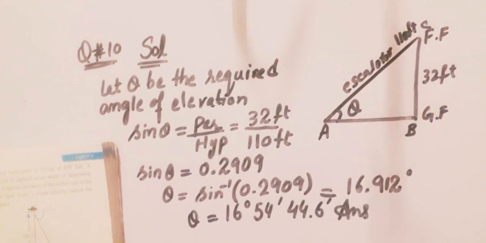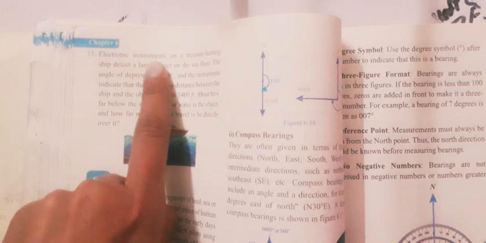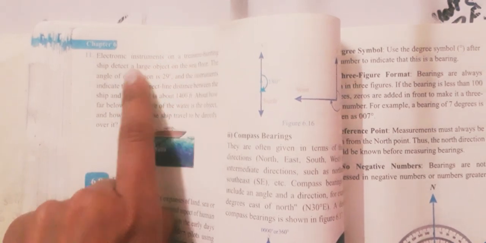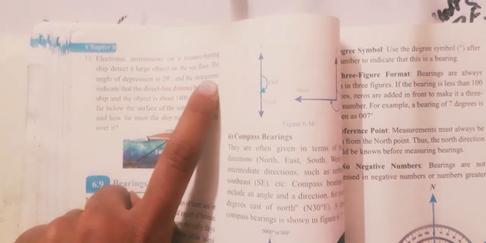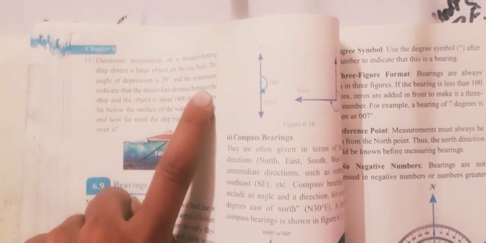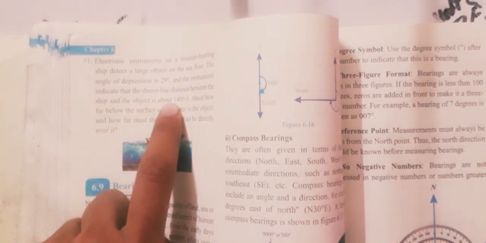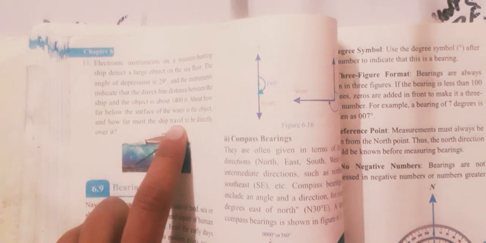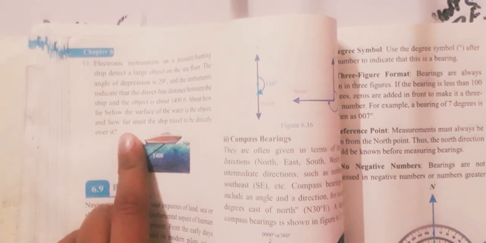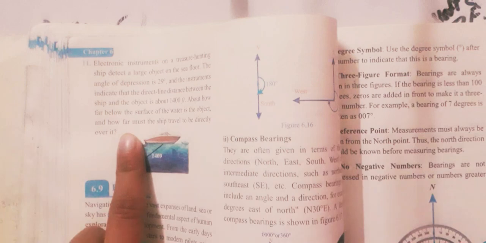Now we will solve the last question of this exercise, question number 11. Electronic instruments on a treasure hunting ship detect a large object on the sea floor. The angle of depression is 29 degrees and the instruments indicate that the direct line distance between the ship and the object is about 1400 feet. About how far below the surface of the water is the object and how far must the ship travel to be directly over it? Now this is a very interesting and very simple question.